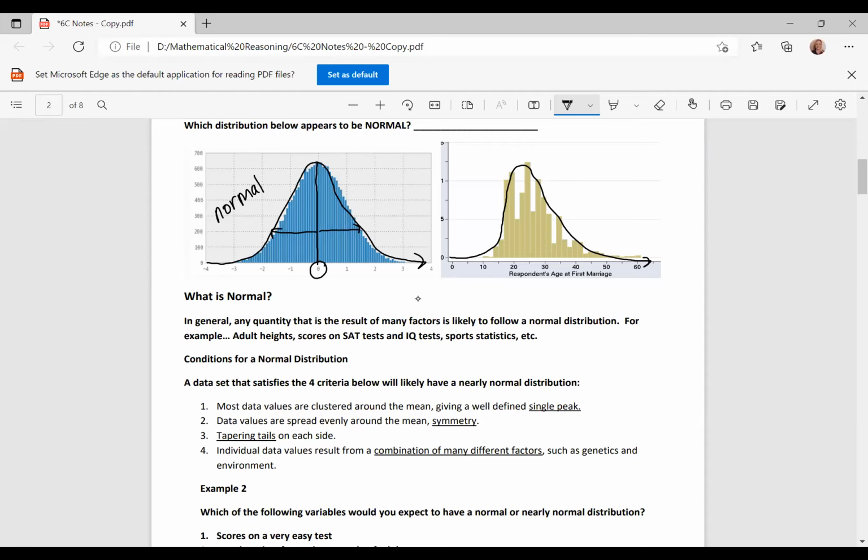Tapering tails on each side. So the tails are the part that should get smaller and smaller and smaller. That's tapering on each side, to the left and to the right. It gets smaller and smaller and smaller. Okay. Individual values result from a combination of many different factors, such as genetics and environment.